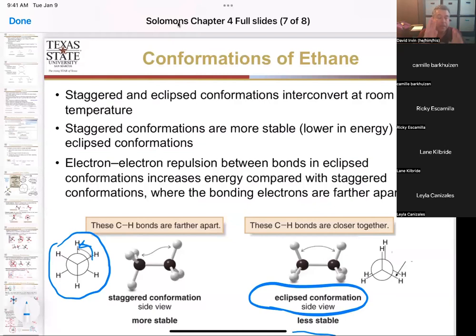This is less stable because those hydrogens are now seeing each other through space and they're trying to push each other apart. But not only do we have one hydrogen-hydrogen interaction, we have two, three hydrogen-hydrogen interactions. So in your eclipsed stage, you actually have three different electron repulsions, making it less stable. Okay.